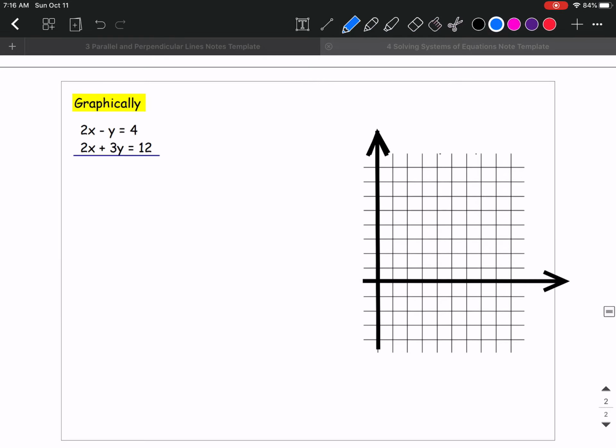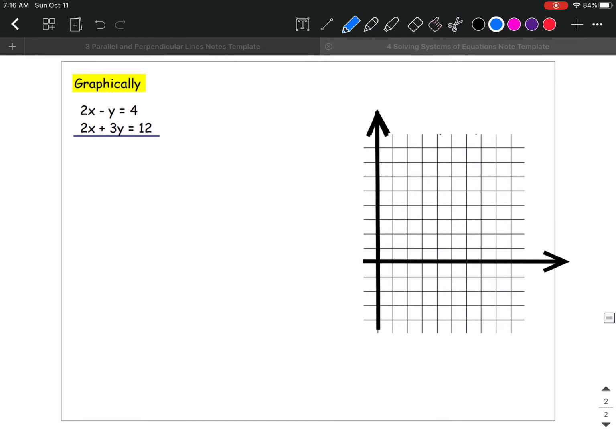The last method is graphically. So the graphing method, you graph both lines, and where do we find the solution? We find the solution at the point of intersection. So let's see. Let's take the top equation, 2x minus y equals 4.